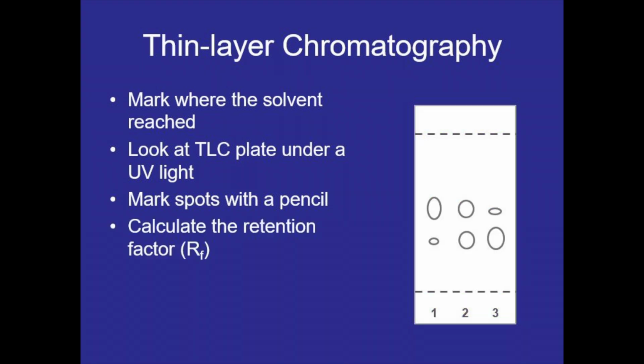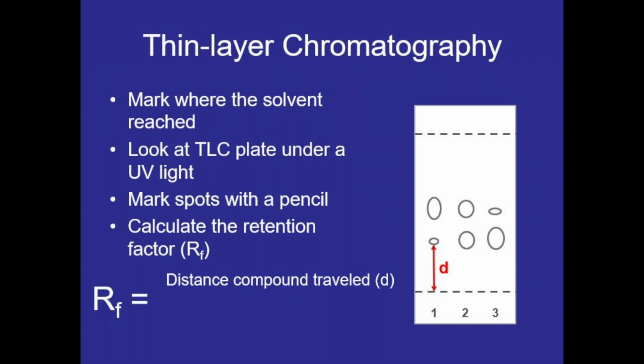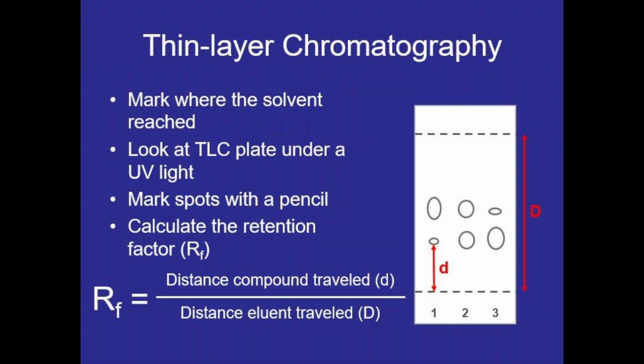And finally, we'll calculate the retention factor, which is done by taking the distance the compound traveled and dividing it by the distance that the eluent traveled. So it's just a ratio. If we did this for the trans isomer, it looks like it traveled about half the distance that the eluent traveled, so the retention factor would be 0.5.